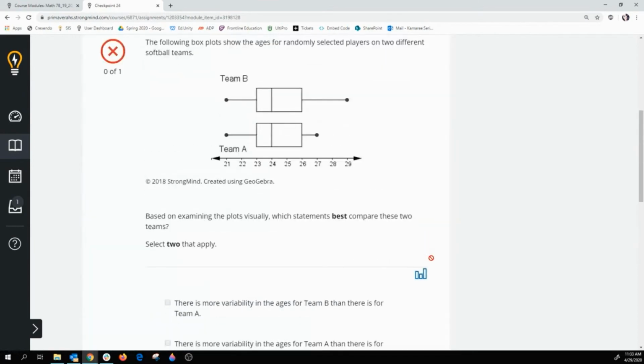All right. Next one, we have Team B and Team A this time. And we want to examine the plots visually and determine which statement best compares these two teams. We're selecting two that apply.